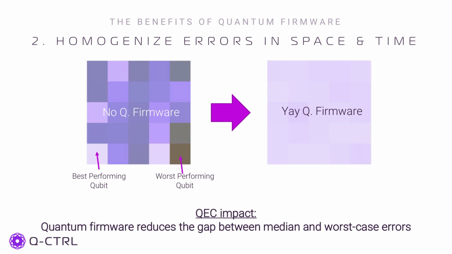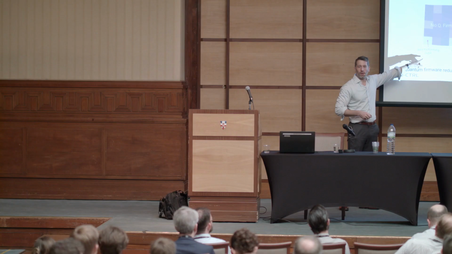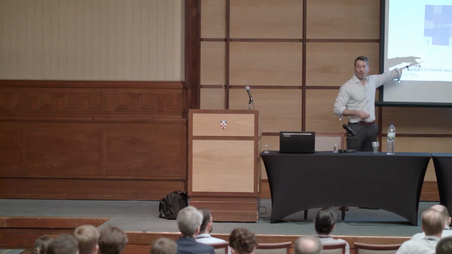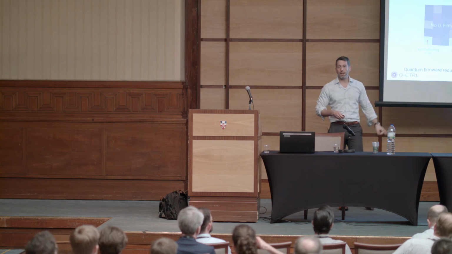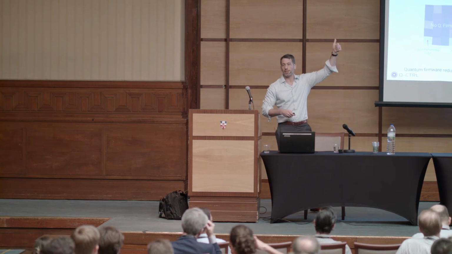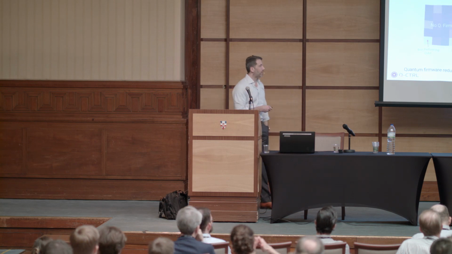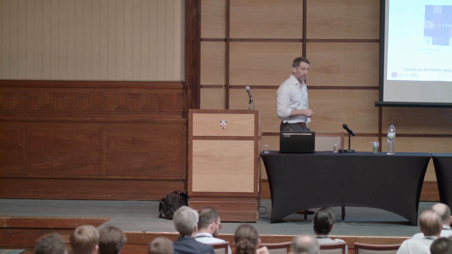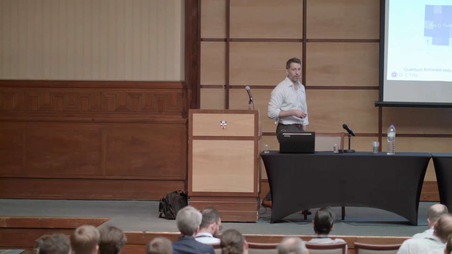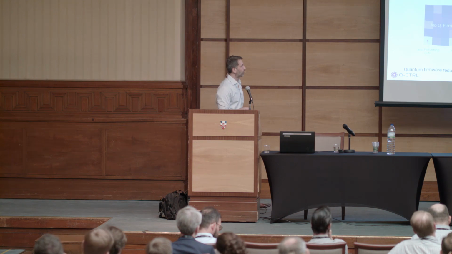But if you make the celebratory choice to implement quantum firmware in your device, you overall homogenize the error rates, even in cases where the best performing qubit does not get better. And that's important because we always focus on that one. We say, well, if I measured 99.5%, did it go to 99.7%? Well, maybe it didn't, but maybe the one that was 90% went up to 99.5%. And so this is an idea where using quantum control can reduce the gap between the mean or median and the worst case errors, which obviously is relevant in the context of logical encoding.